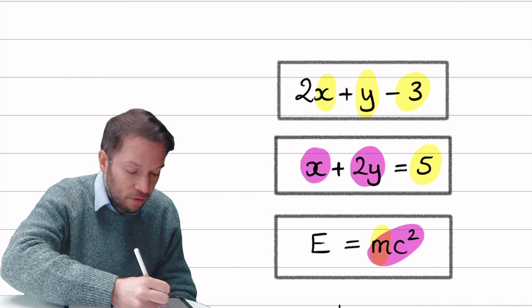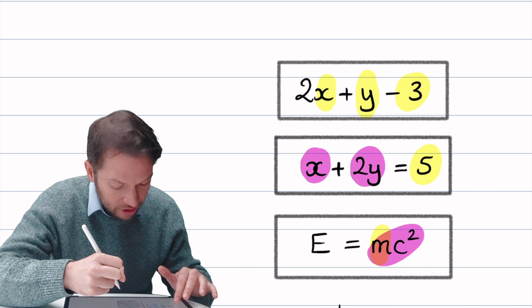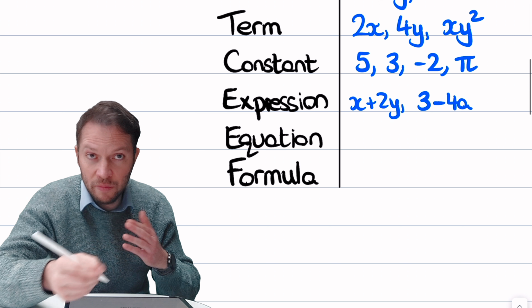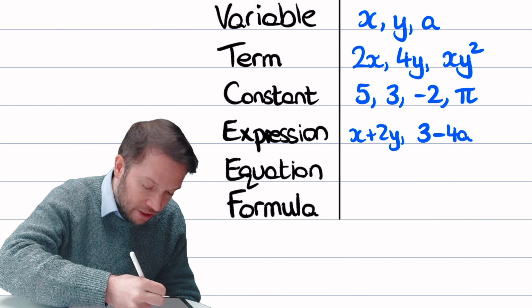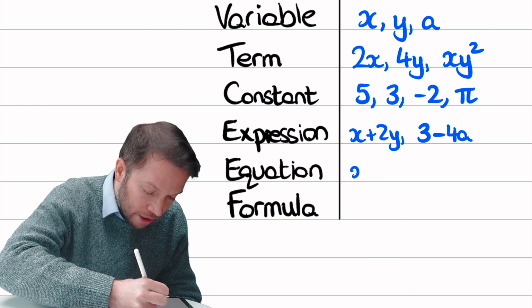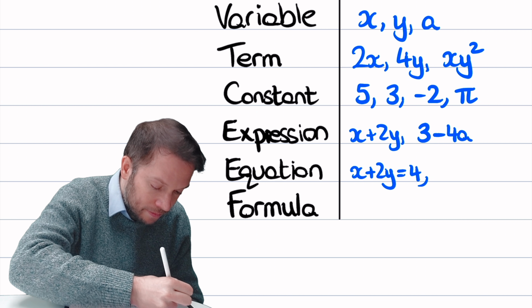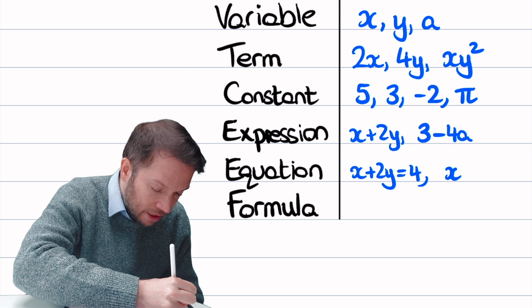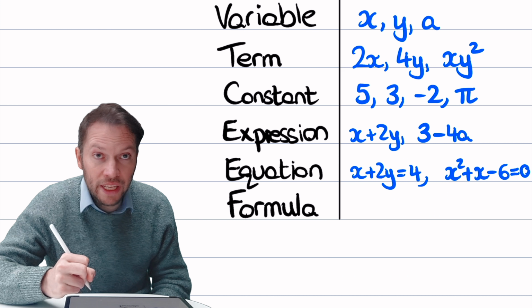And if you've got a single equals here, you can have something to the left of the equals and something to the right of the equals. And we'll see what an equation means in later videos. So examples of equations, you could have like x plus 2y equals 4. You could have x squared plus x minus 6 equals 0. That would be an equation. It's got an equals in there.